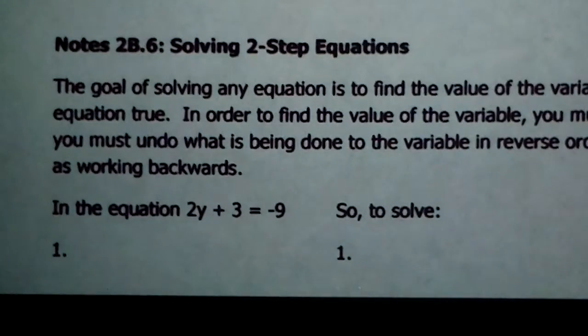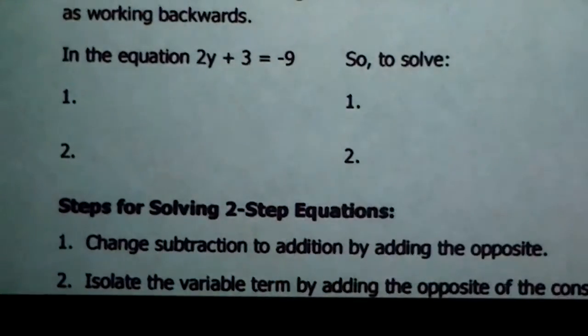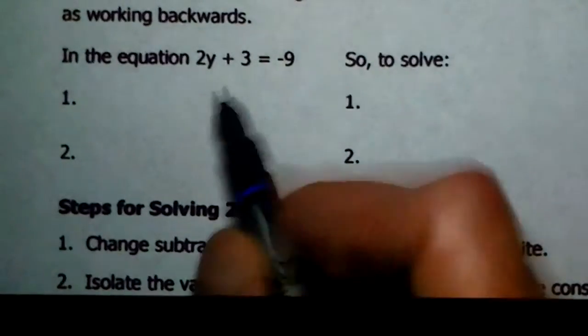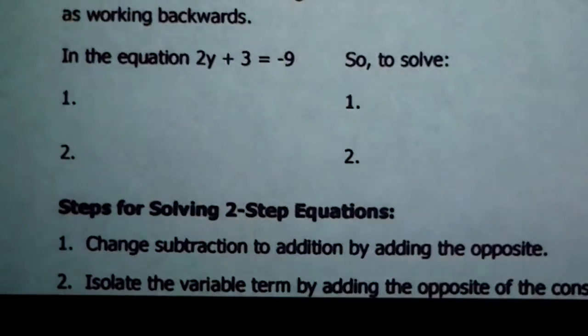And just like in regular math problems with order of operations that you learned back in the day, order of operations still applies with this, but what we want to do is undo things, so we have to do reverse order. Think of it as working backwards. So what I mean is, in this equation here, 2y plus 3 equals -9. This is a two-step because there are two operations going on. Y is being multiplied by 2, and then we have addition going on as well.